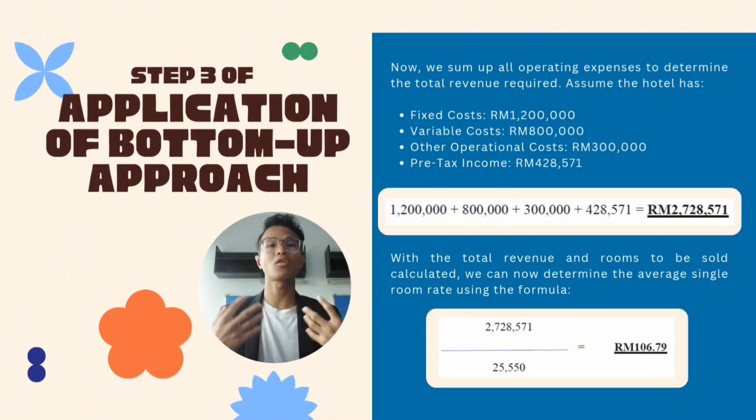Now, we add all cost components together. Assume fixed costs are RM1.2 million, variable costs are RM800,000, and other operational expenses are RM300,000. Adding the pre-tax income previously, the total revenue required will be RM2,728,571. To find the average room rate, divide this total by the forecasted rooms, which is 25,550 rooms we calculated previously. The result is RM106.79, the minimum rate needed per room to meet the financial target.